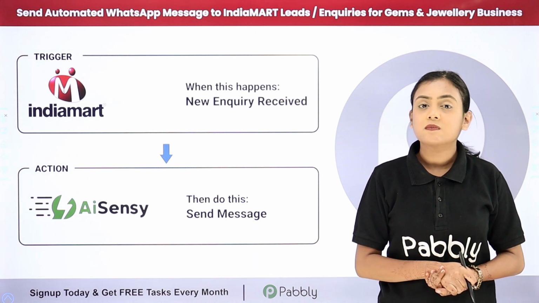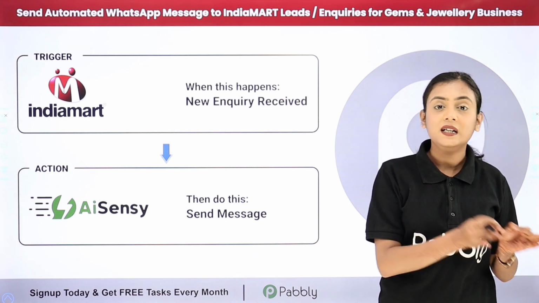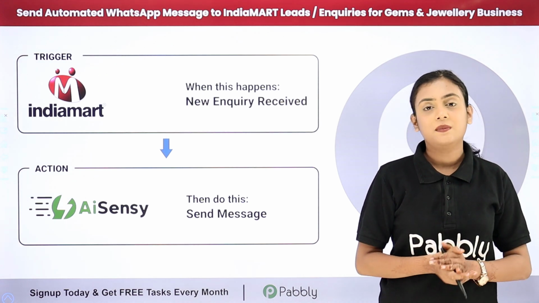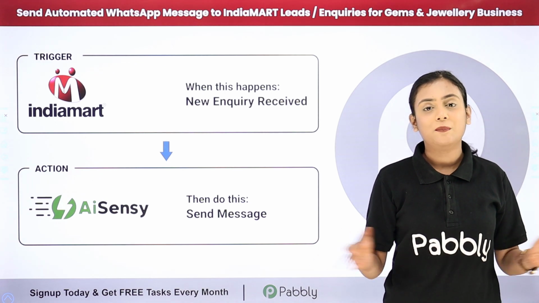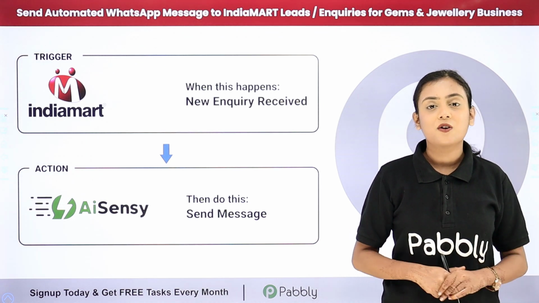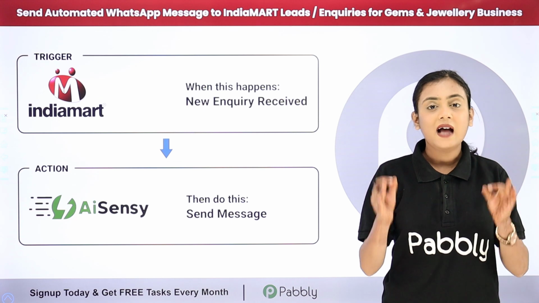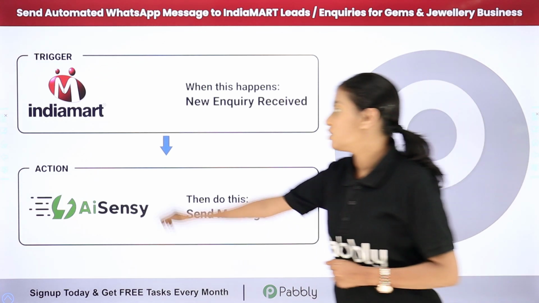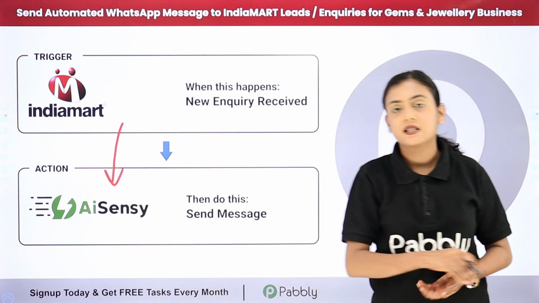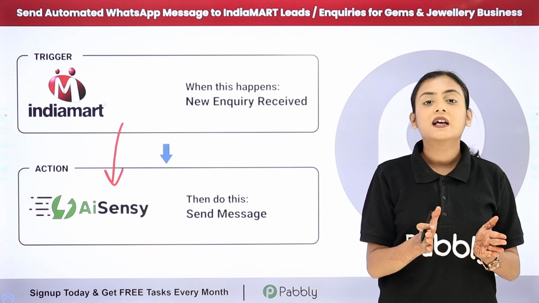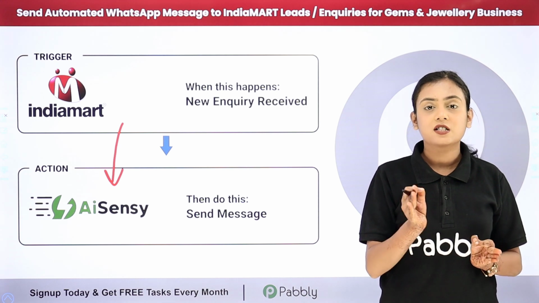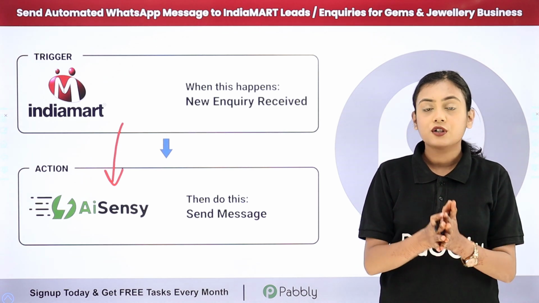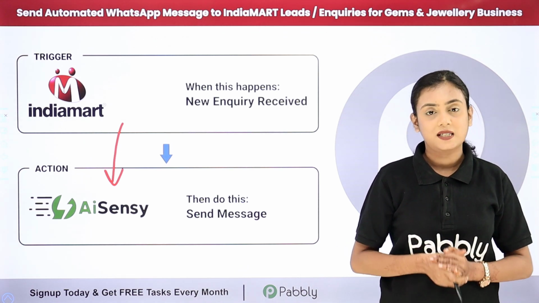Now, sending these messages manually whenever a new lead is generated is very time consuming. So I automated this entire process with the help of Pabbly Connect, which is an amazing automation and integration software. In this automation I'm going to create a connection between IndiaMART and WhatsApp by AI Sensei. With the help of WhatsApp by AI Sensei, I have created a message template for sending messages to all the leads. If you want, you can use Vati or Interact to create your own message template.